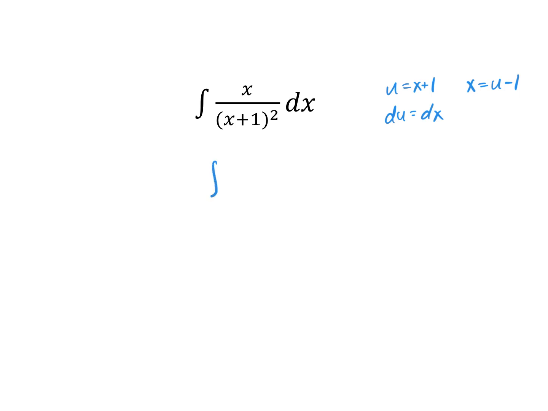So how does that change things? Now we're going to have u minus 1 over u squared du. From here, I might separate this out into u over u squared du minus 1 over u squared du.